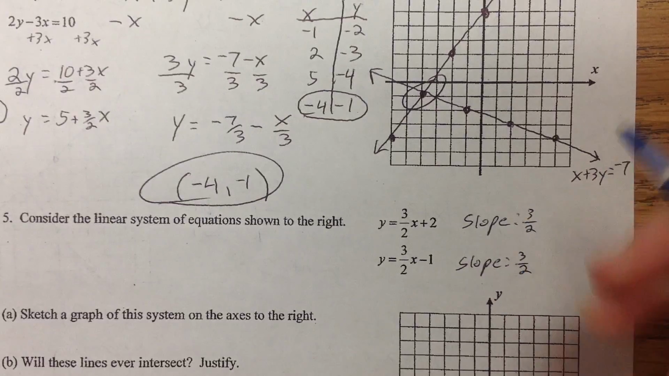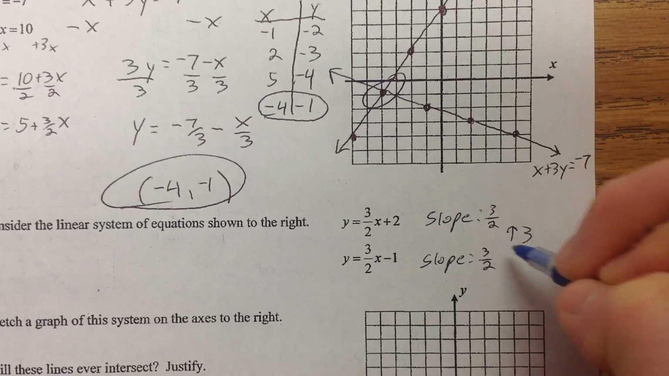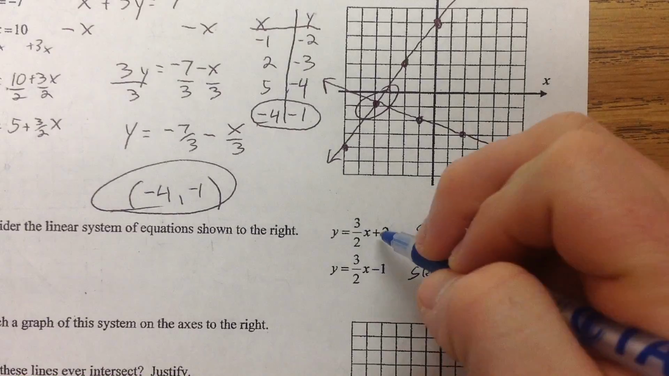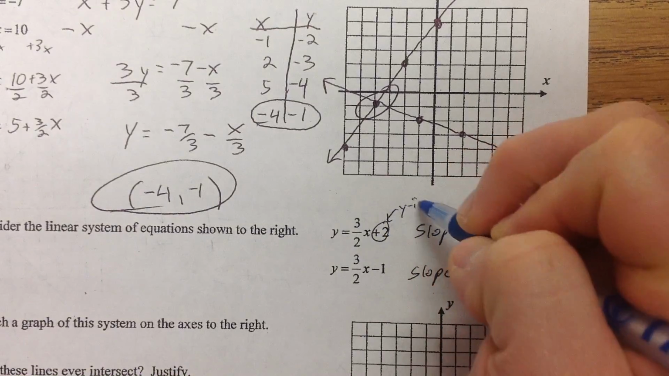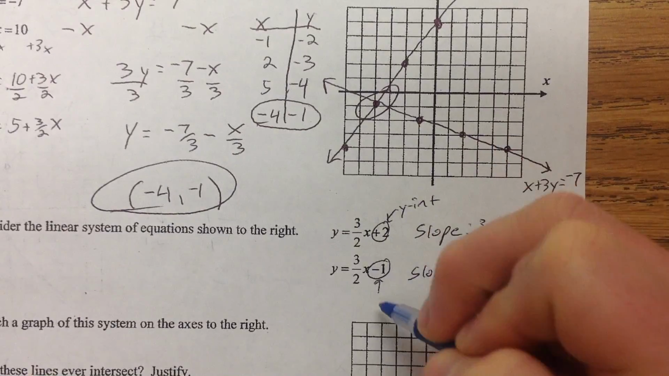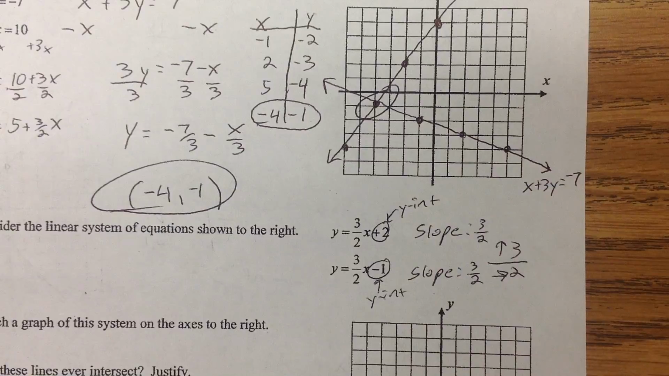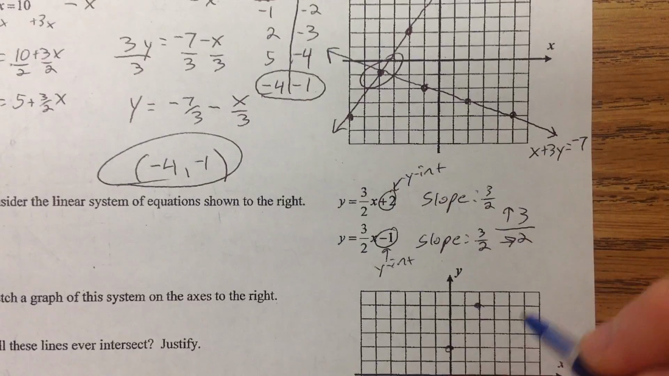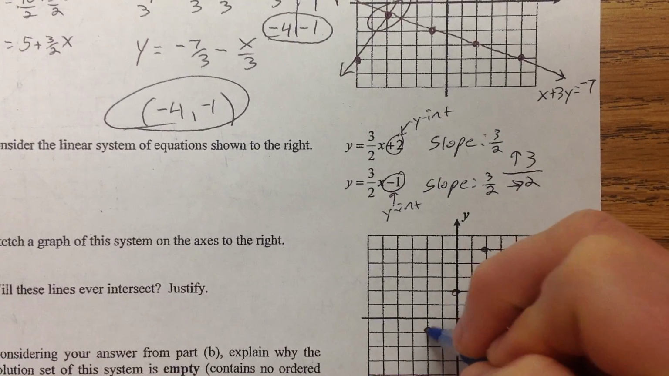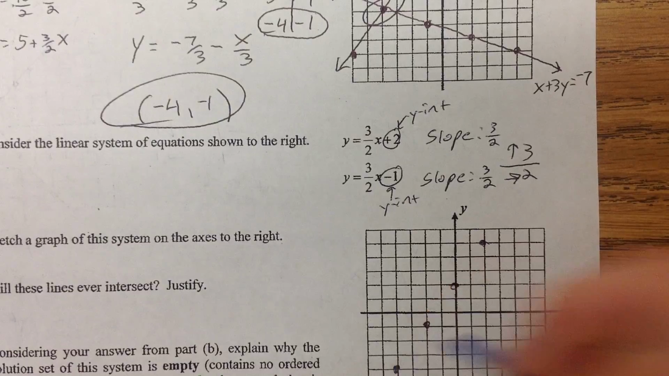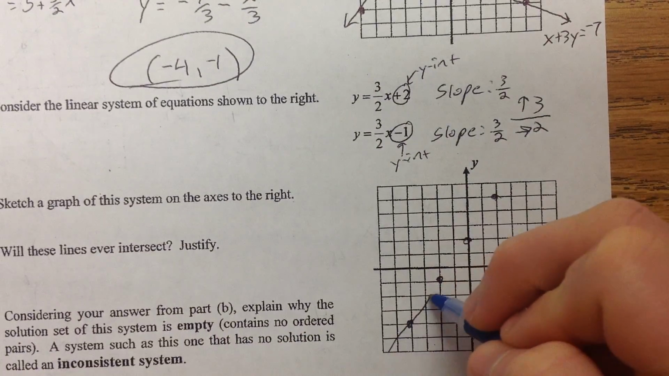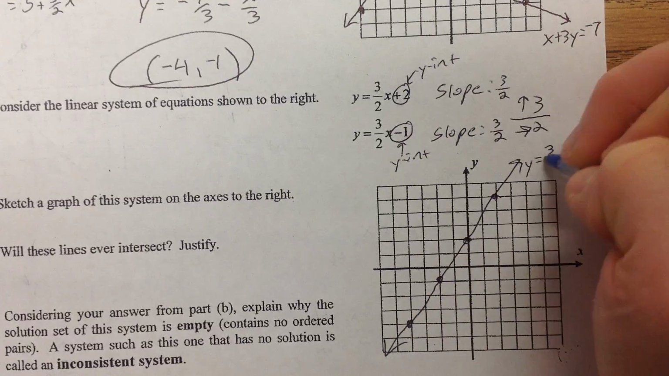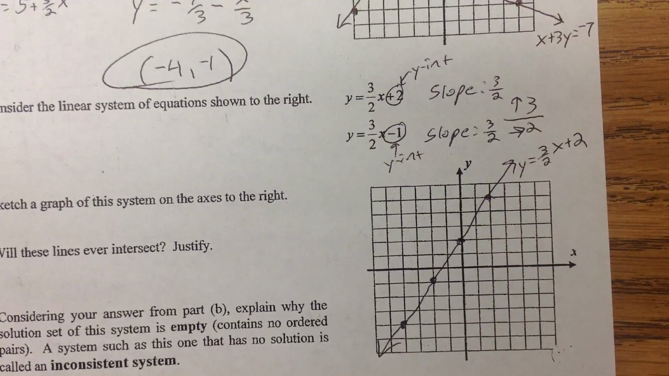So in both cases, what we're going to be doing is going up 3 and over 2 because they both have the same slope. The only difference is their y-intercept. This one is going to start at 2. This one is going to start at -1. All right, so let's do the first one. I'm going to start up 2, and then I'm going to go up 3 over 2. I can also do the reverse, down 3, back 2, down 3, back 2. All right, so connect those, and this is y equals 3/2x plus 2.